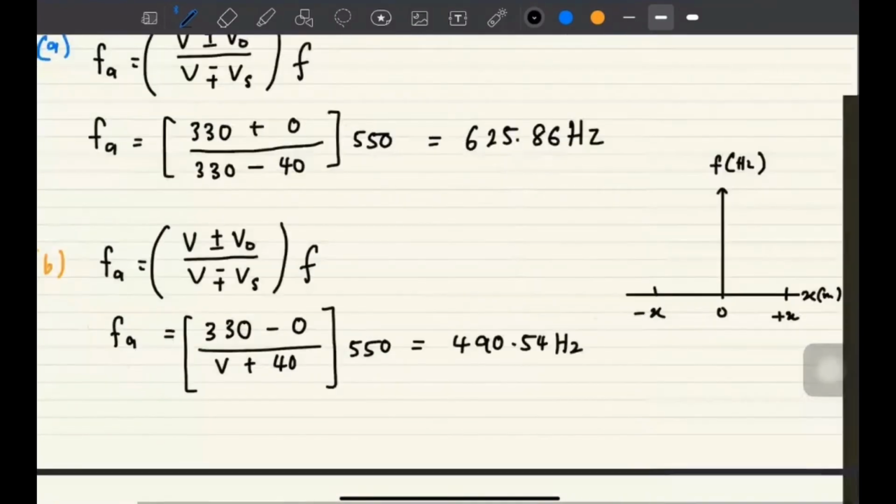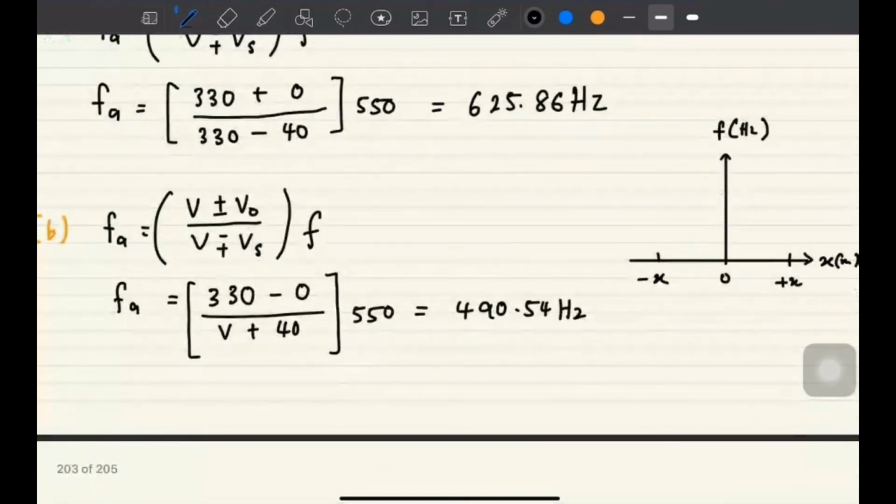Okay, so these two values, katakan dia suruh lukis graph to represent the situation. Sekarang ni dia tak suruh, tapi katakan dia suruh. Apa yang kamu boleh buat adalah pertama sekali kamu label 3 benda. Ni axis dia. And then you label 3 things: the frekuensi yang tinggi, frekuensi yang sepatutnya, dan frekuensi yang rendah. Yang asalnya frekuensi yang dikeluarkan oleh fire truck 550. Yang didengari higher bila dia datang is actually 625.86.